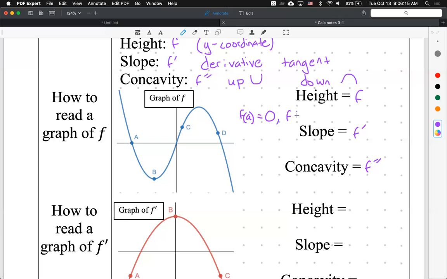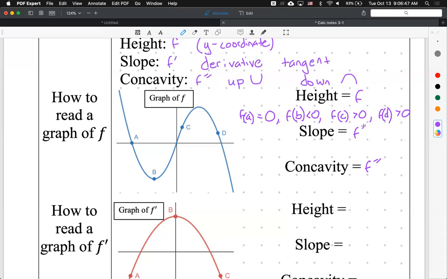What about f of b? Teflon, what's f of b? Is it 0, greater than 0, less than 0? Less than 0, so I'll do less than 0. What about f of c, Fiona? Greater than 0, yep. And then what about Andrea, f of d? Greater than 0, yeah. So you can all see how that matches up with the graph. We know what is happening in terms of f.